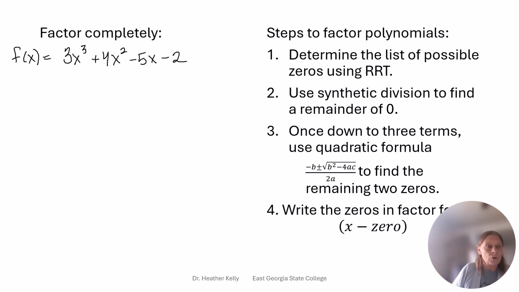The first thing is I'm going to find my list of possibilities using my rational root theorem. That is going to be the factors of 2 over the factors of 3, which is going to give me plus or minus. And because we're still new here, let me just go ahead and write them all out.